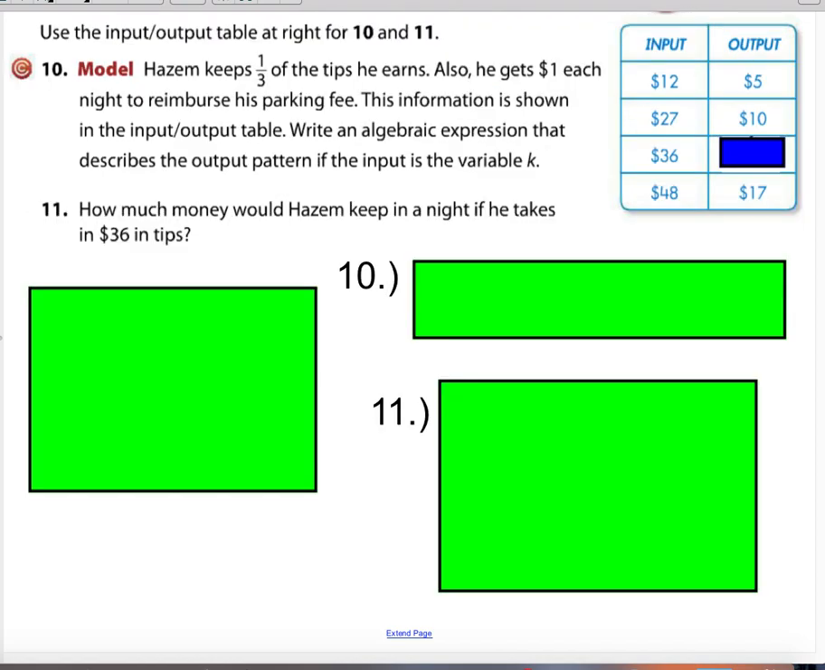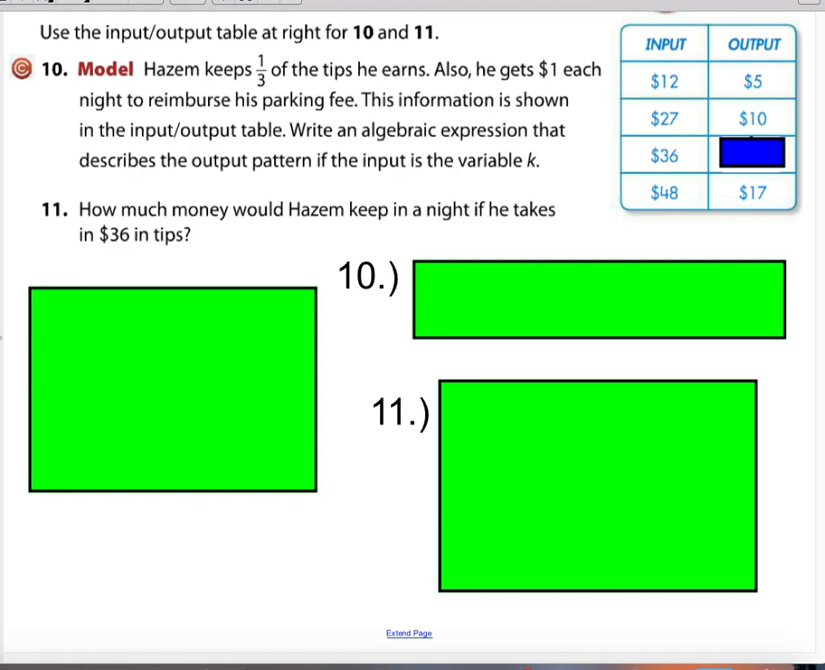Alright. Here are some pretty tough looking problems. Why don't you see if you can solve number 10. Pause the video and see how you do. Alright, here we go. Let's take a look at this. Use the input-output table at the right for 10 and 11. Okay, so our input and our output, okay? And they're showing that there's a relationship, but it's not jumping out at me right away. I do know that we're decreasing, definitely, and it looks like we're decreasing by twice as much, but that's a 5. Let's see what we have here.